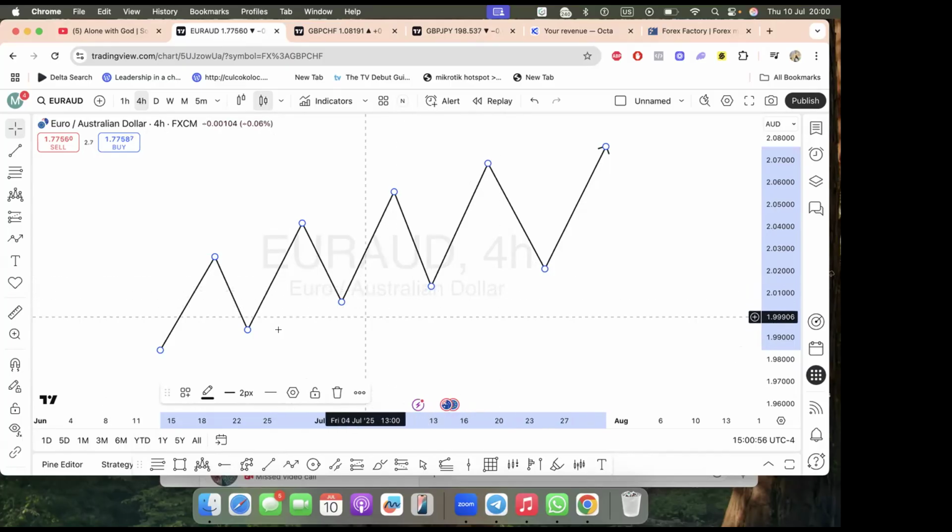Beautiful. So it is going up. We look for when it drops to a smaller price for us to buy. Okay, for us to buy.